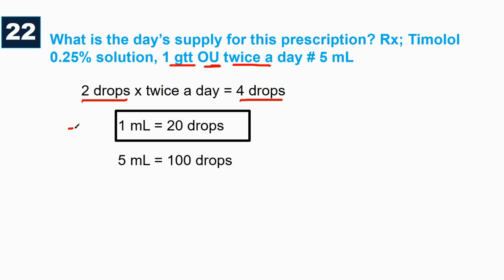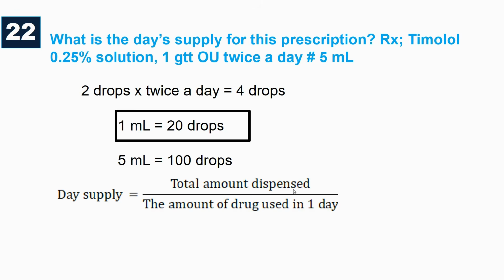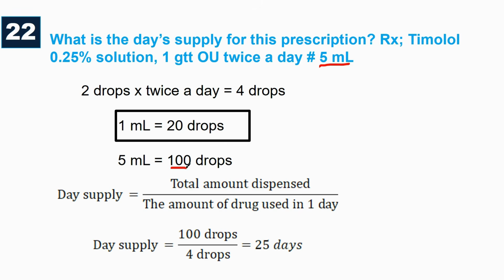The standard default is that 1 mL always has 20 drops. So here 5 mL of this bottle contains 100 drops. The day supply formula is the total amount dispensed divided by the amount of drug used in one day. So here the total is 5 mL, which equals 100 drops. So 100 drops is the total amount dispensed, and each day the patient takes 4 drops. By doing so, this supply will last for 25 days.